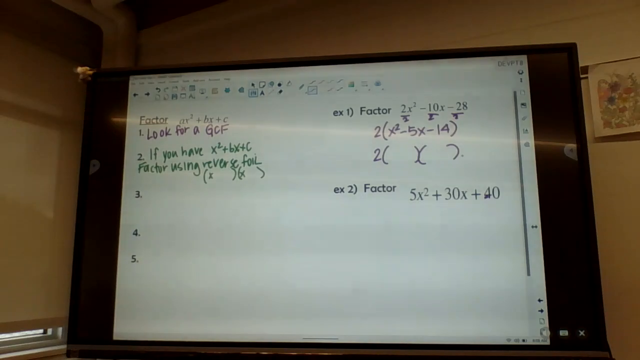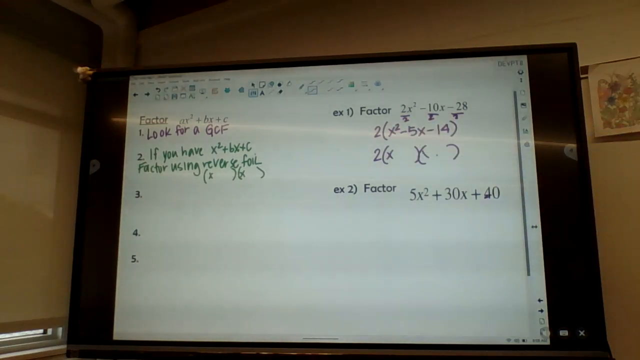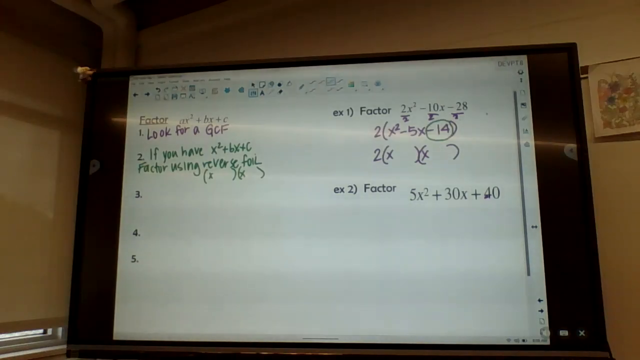So since I know I'm trying to multiply to get this x squared, it's going to be x and x. And then our way that we learned that reverse FOIL is we want to multiply to negative 14, but we want to add to be negative 5. So I want to think of things that multiply to negative 14, but add to a negative 5.